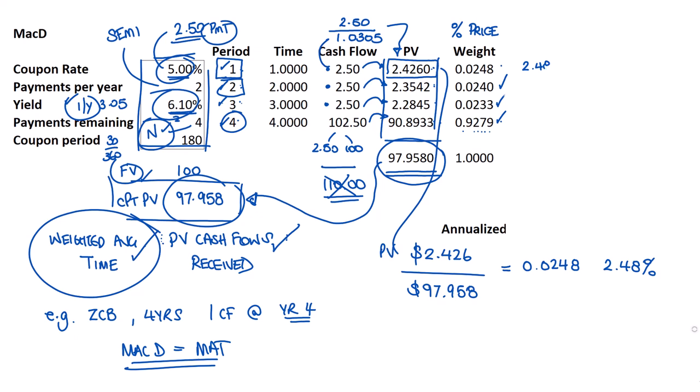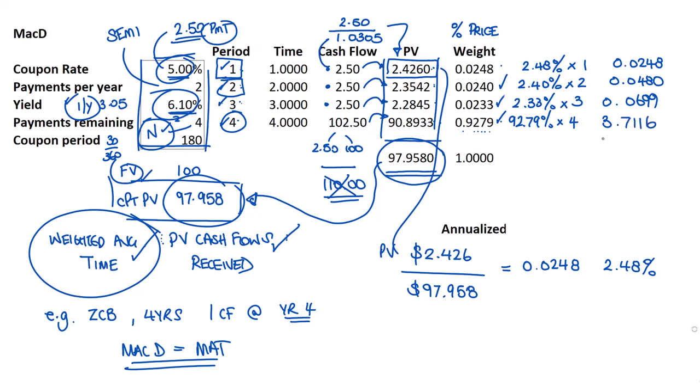Now I have all the information I need to calculate MACD. I know that 2.48% of my cash flows came in at period 1. To get a weighted average time, I'll just multiply it by period 1. That gives me 0.0248. I know that 2.40% came in at period 2. That will give me 0.048. I know that 2.33% came in at period 3. That will give me 0.0699. And that 92.79% came in at time 4. That gives me 3.7116. To get the weighted average, add them together. That gives me 3.8543. The answer is in periods.